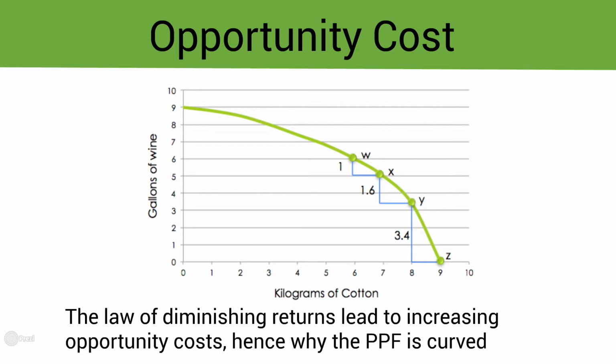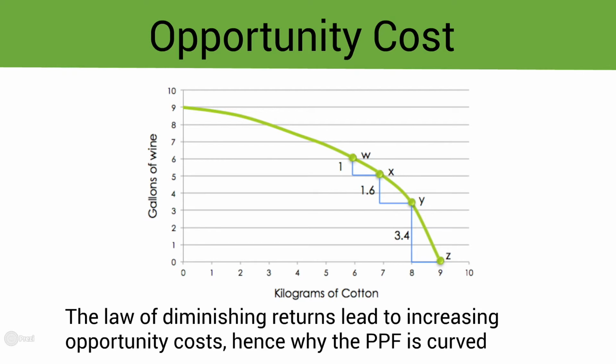Between our 4 points then, we are increasing cotton production by the same amount, and we want to see what the opportunity cost of increasing cotton by 1 kilogram is in terms of wine, and how this changes as we move to putting all of our resources, or more of our resources, into cotton production. So let's assume our economy is first at point W. At point W, we are producing 6 kilograms of cotton and 6 gallons of wine.